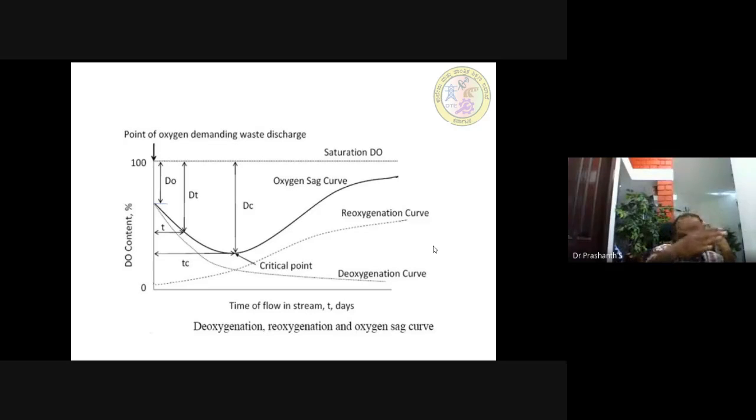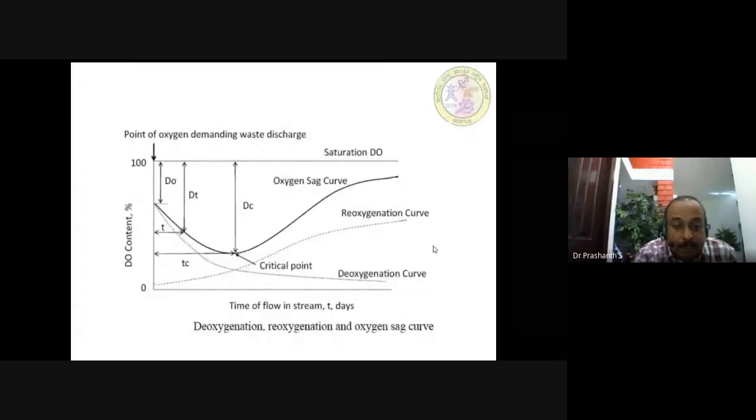As the river moves, we move on to the zone of active degradation, where the activity is very high. All the microorganisms are going to convert the pollutants present in the sewage, so it requires a lot of dissolved oxygen. The oxygen level comes down. The DO level drops to 1 milligram per liter or less. So you can see the graph: DO is there, Dt is there, and again it is going down, and Dc is the deficit.